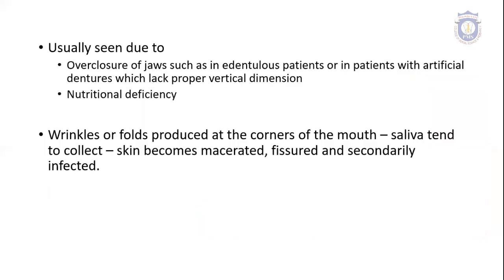So angular cheilitis is seen due to overclosure of the jaws in edentulous patients or in patients with artificial dentures which lack proper vertical dimension, or it can be seen also due to nutritional deficiency. So what happens is wrinkles or folds are produced at the corners of the mouth. At these areas, saliva tends to pool, and these areas of skin will become macerated, fissured, and secondarily infected, leading to angular cheilitis.